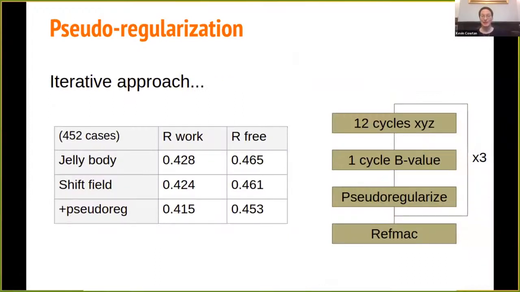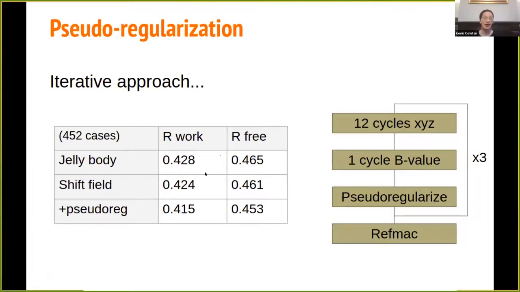So if we do that, we can come up with an improved method. So we do our 12 cycles of coordinate refinement, 1 cycle of B-value refinement, which we can also do using shift fields, or we can do both together. And then we go through the pseudo-regularizer, and then we do the whole calculation 3 times because all of these steps are very fast. The pseudo-regularizer is almost instant. And then we go into RefMac. And we compare this with the existing methods.